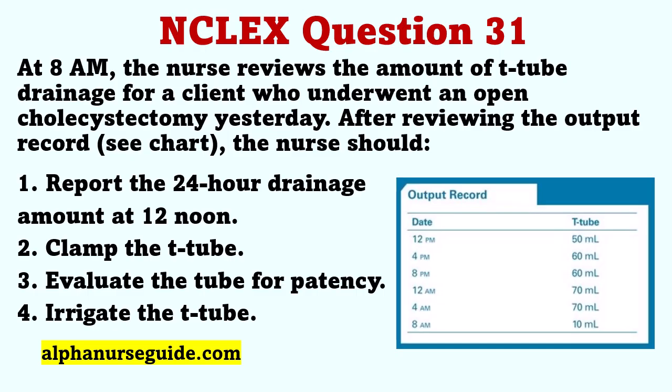The correct answer is 3. Evaluate the tube for patency. The T-tube should drain approximately 300 to 500 ml in the first 24 hours, and after 3 to 4 days, the amount should decrease to less than 200 ml in 24 hours. With the sudden decrease in drainage at 8 a.m., the nurse should immediately assess the tube for obstruction of flow that can be caused by kinks in the tube or the client lying on the tube. Drainage color must also be assessed for signs of bleeding. The tube should not be irrigated or clamped without a prescription.